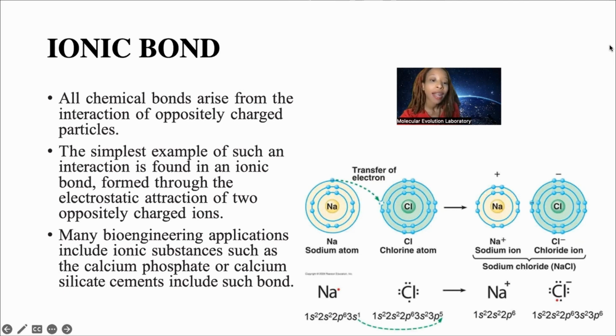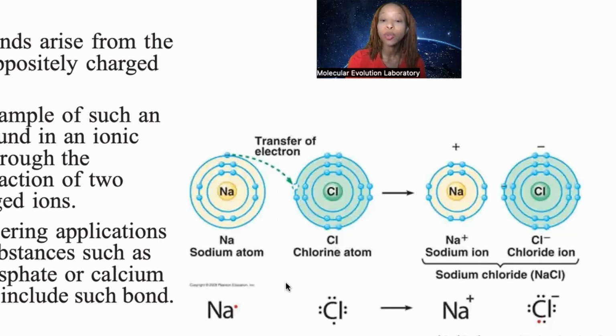All chemical bonds arise from interaction of oppositely charged particles. The simplest example of such an interaction is found in an ionic bond formed through the electrostatic attraction of two oppositely charged ions. Many bioengineering applications include ionic substances such as calcium phosphate or calcium silicate. Cements include such bonds. So this is just an example of an ionic bond, two oppositely charged ions, a cation and an anion, the Lewis structure for sodium and chloride, and we also have the electron configuration for each.